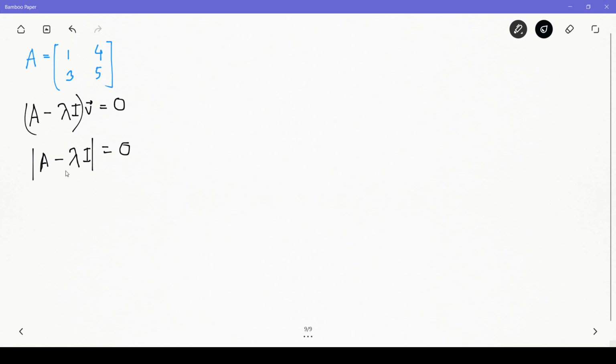So what does A minus lambda I mean here? We already know what our original matrix A looks like, so let's write down the determinant. We have 1 minus lambda times I, where the diagonal entries of our identity matrix are all ones.